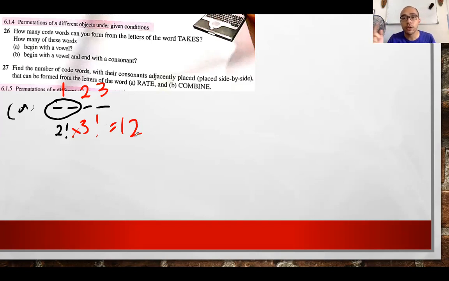I noticed that some of you did it other ways. It's totally fine. But the point is this: whenever 2 things have to be placed side by side, it's always good to group them together first.